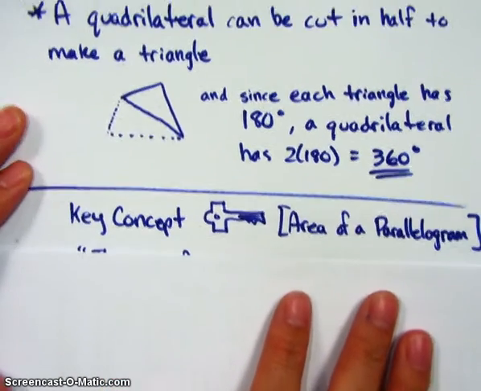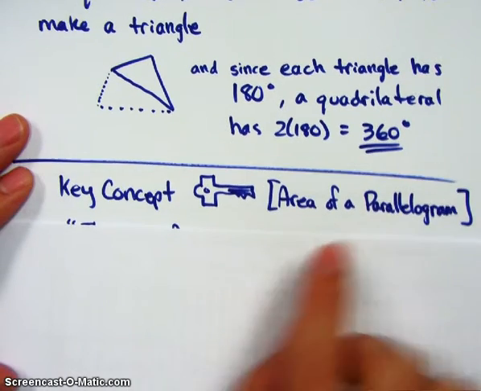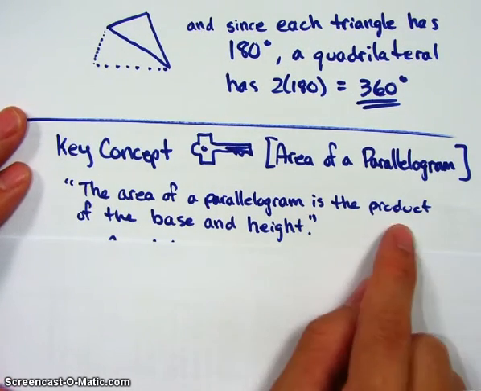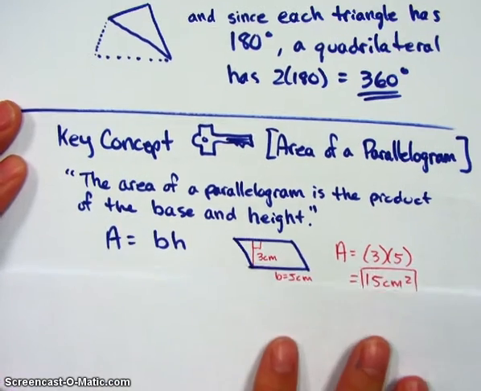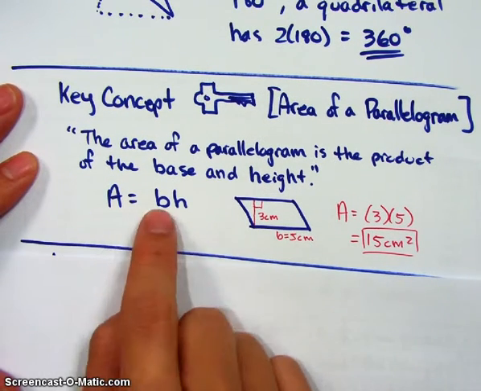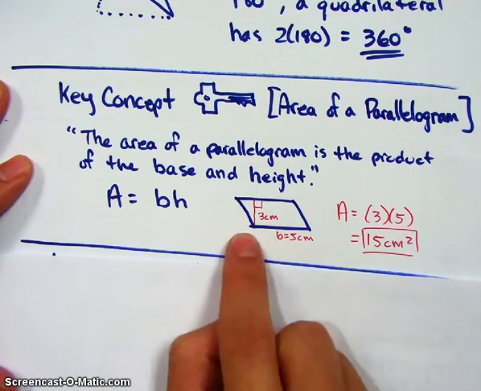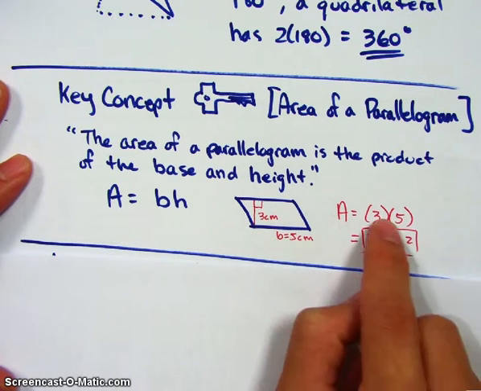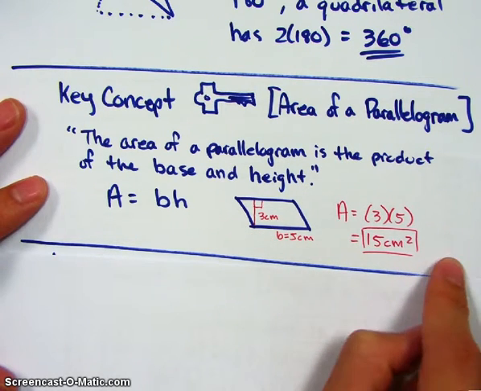All right, so there's a key concept, the area of a parallelogram. Okay, so the area of a parallelogram is the product of the base and the height. This is stuff that you learned in elementary school, right? Area equals base times height. So the base times the height, otherwise known as the altitude. All right, so 3 times 5 would give me 15 centimeters squared.